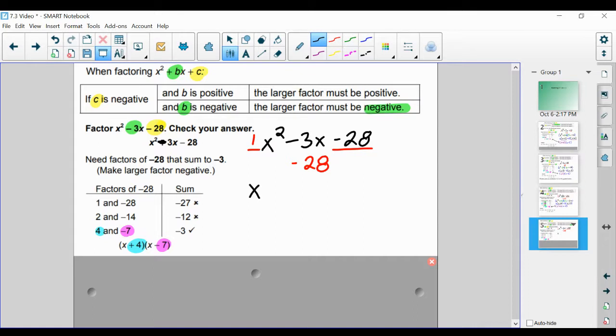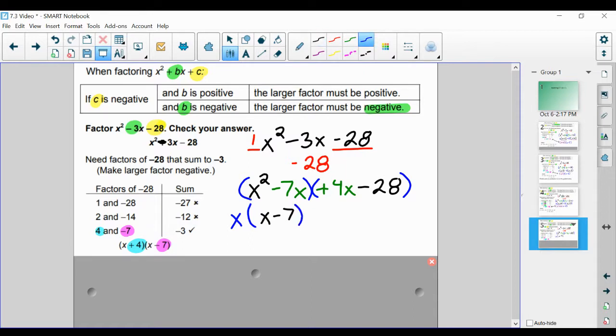We end up with x squared minus 7x plus 4x minus 28. Again, we're going to group them together, include those signs between the second and third term to see what we can factor out. Well, we can pull out x in that first set. We end up with x minus 7.